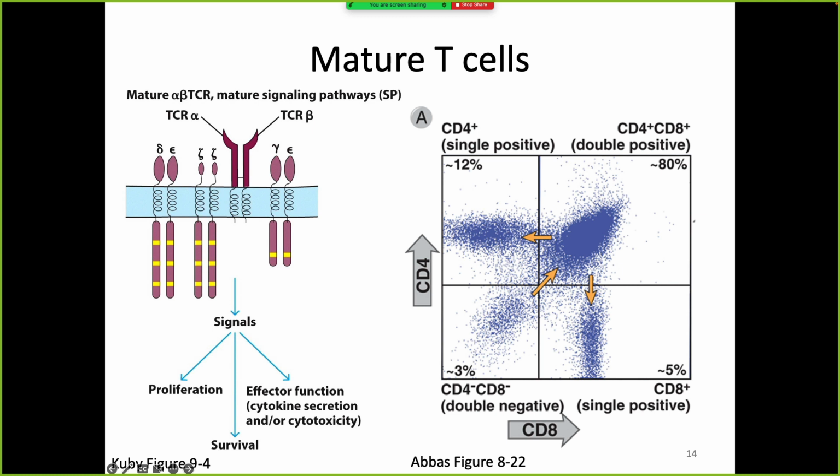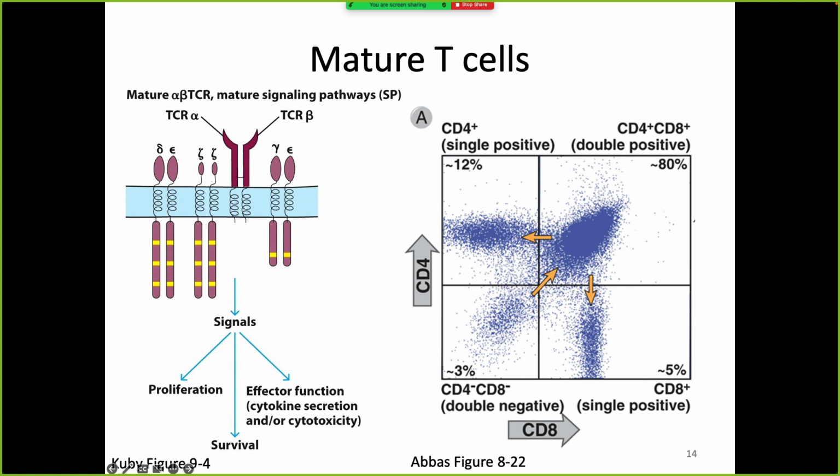As you'll see moving forward, when we get to the periphery, we never see double positive T cells again. Double positive T cells are only ever found in the thymus. If you see a plot that has double positive T cells, you should know that means we're in the thymus. So the cells are going to then become CD4 single positives or CD8 single positives.